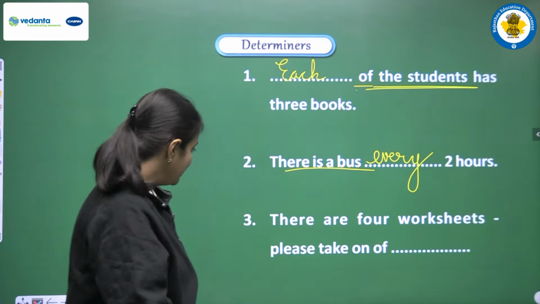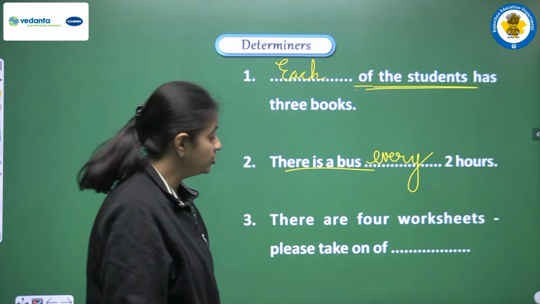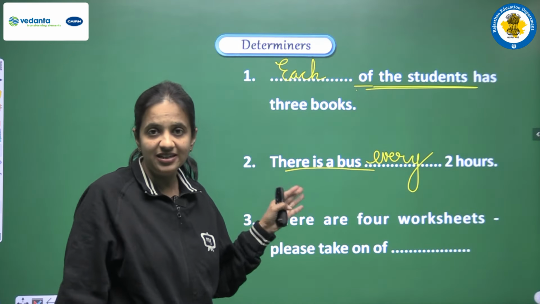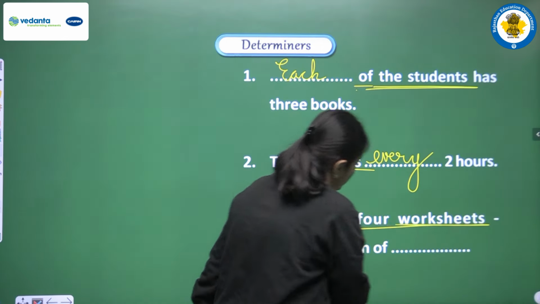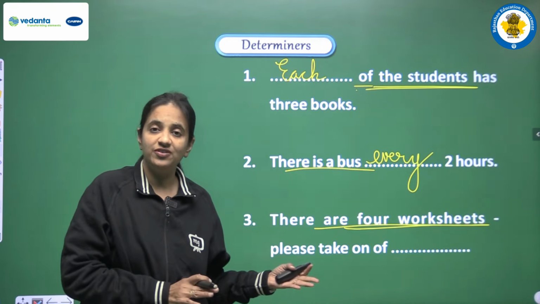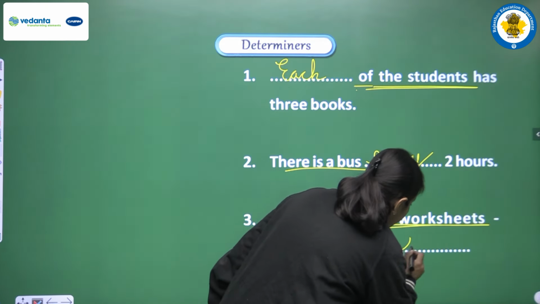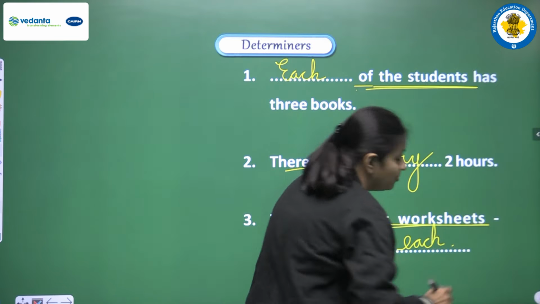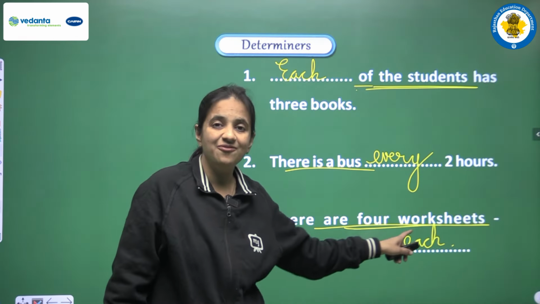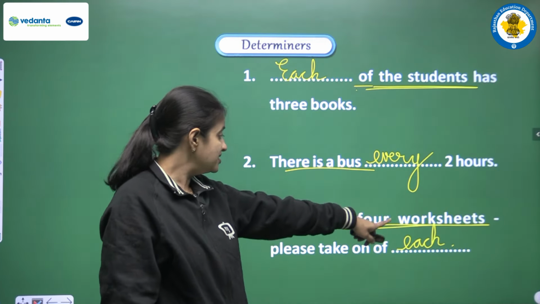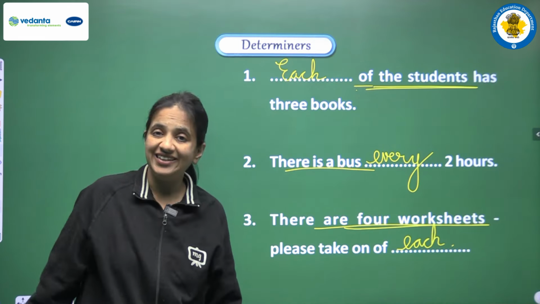Clear? Next is there are 4 worksheets. Please take one off. Let's observe the sentence carefully again. Here we are saying first of all that there are 4 worksheets, right? 4 worksheets है, अलग-अलग 4 worksheets we are having, and now we are saying that please take one off each. So one by one आपको चारों वर्कशीट जो है वो आपको करनी है. So this is the reason we are writing each here, and the complete sentence will be: there are 4 worksheets. Please take one off each.